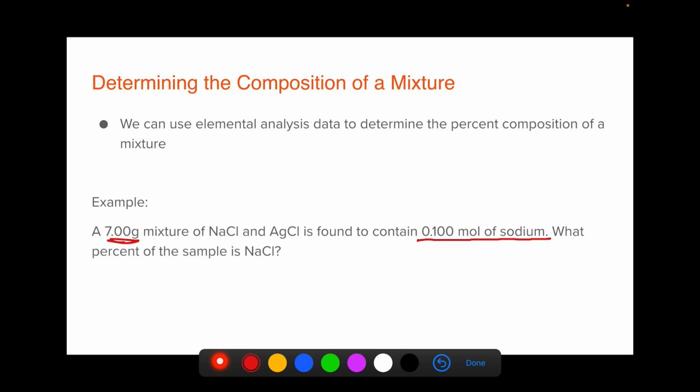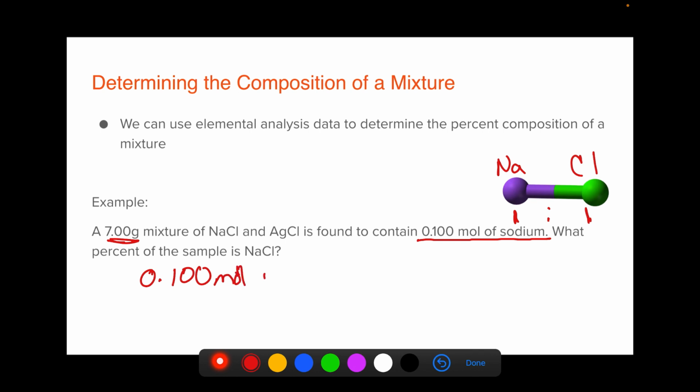Well, consider NaCl, right? NaCl looks like this. This is a formula unit of NaCl. Notice that for every one Na, there's one Cl. It's a 1-to-1 ratio. Therefore, if we have 0.1 moles of Na, we also have 0.1 moles of NaCl, since every NaCl contains one Na, it's a 1-to-1 ratio.